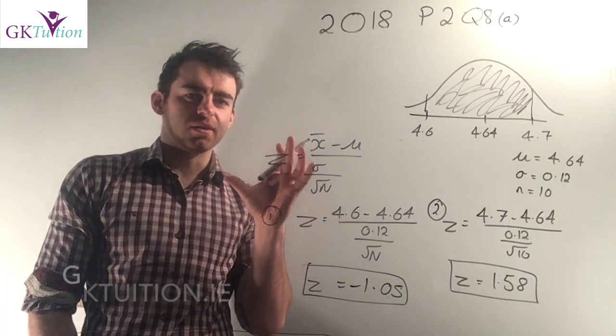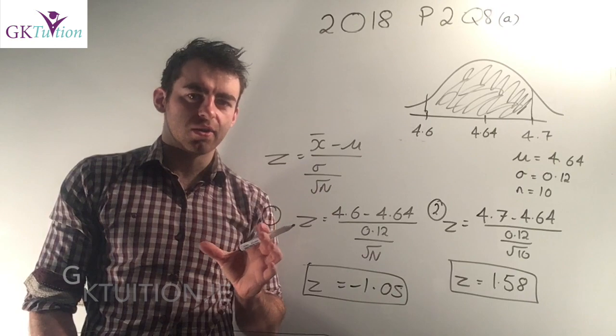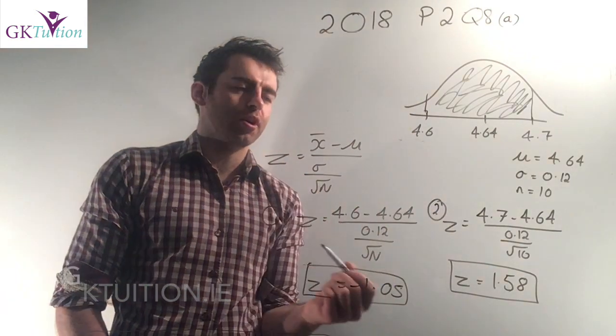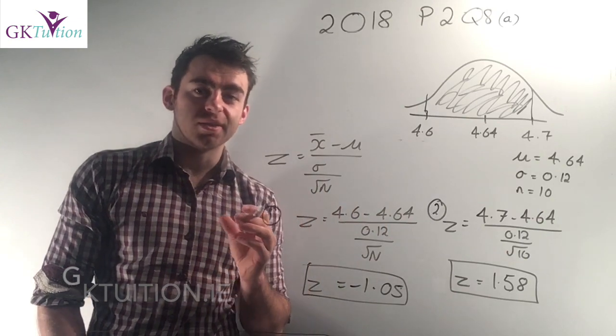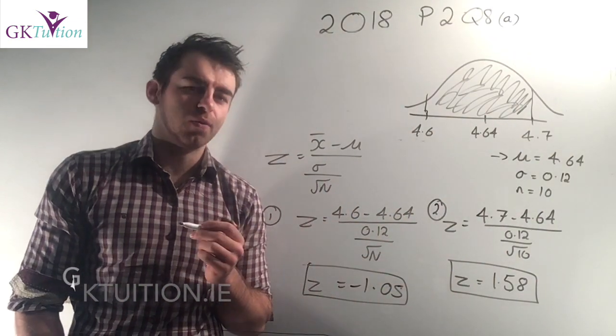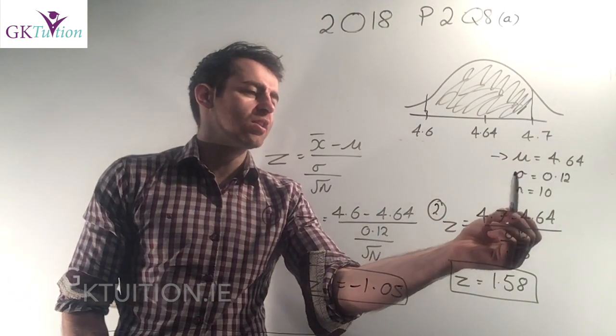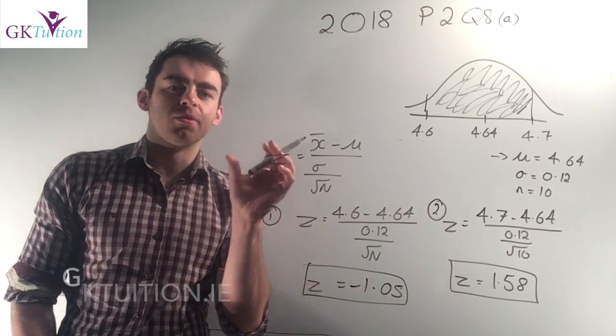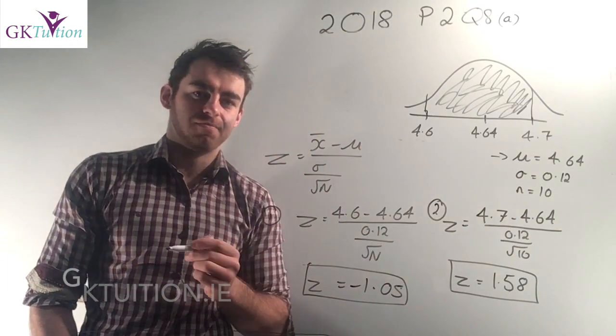Now again, I think it's really important that you draw yourself a diagram here so you understand what's going on. So that's what I've done here. I've drawn my normal curve. I know that the weight of these bars is normally distributed. I know the population mean is 4.64. I know the standard deviation sigma is 0.12. And n, the number of terms in my sample, is 10.